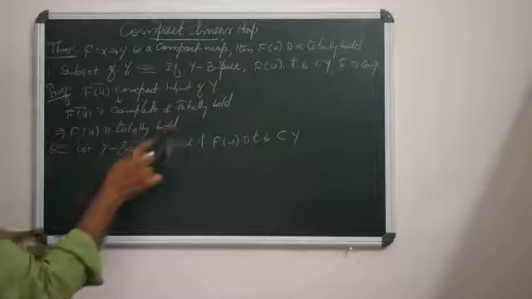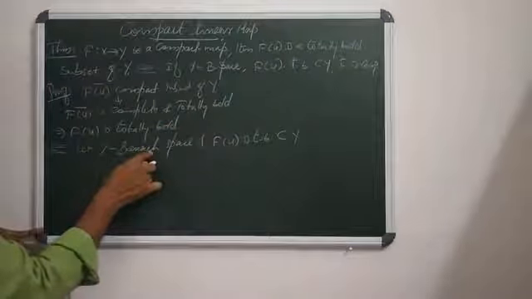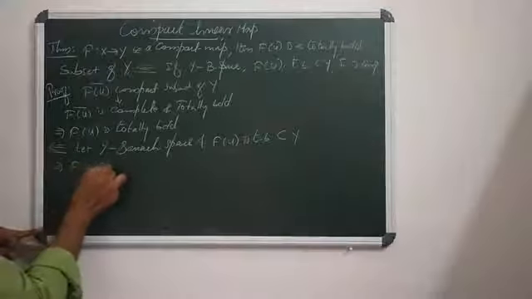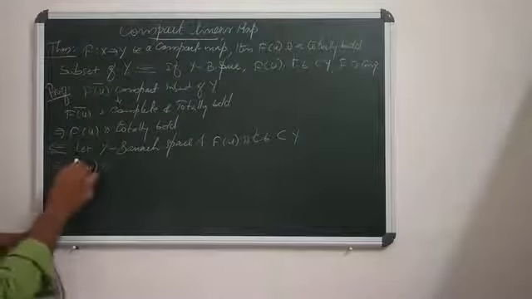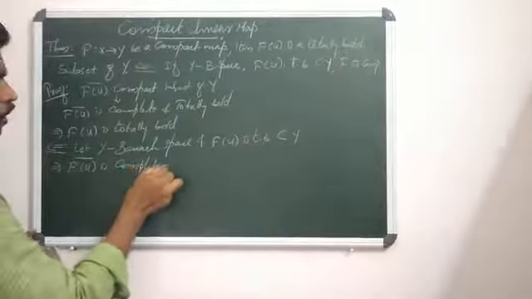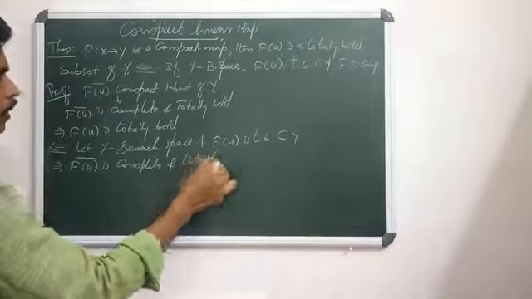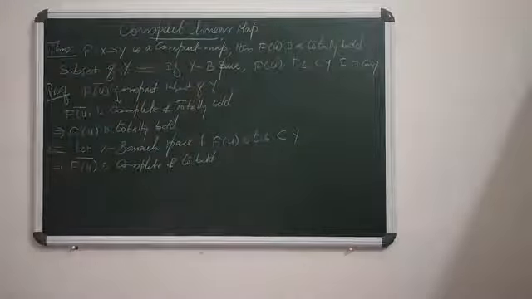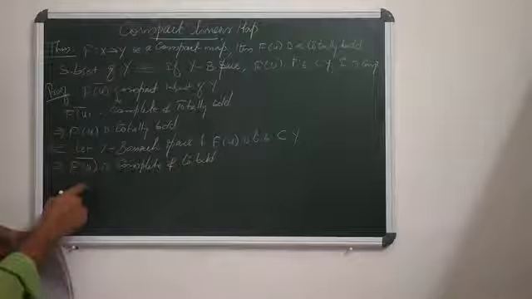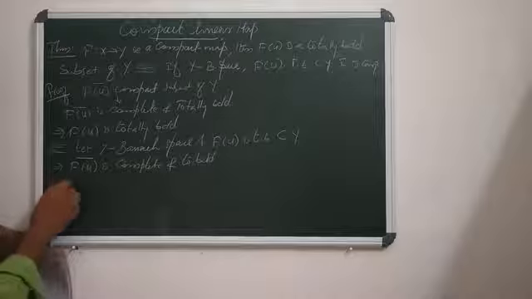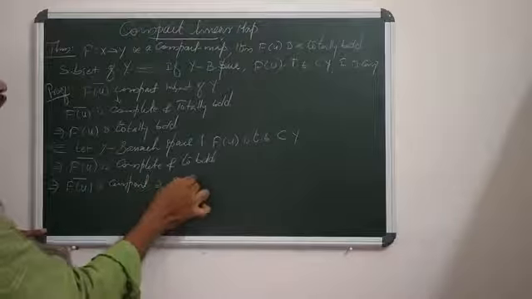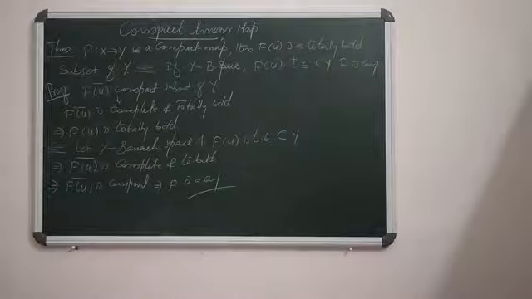F of U is totally bounded, and Y is a Banach space, a complete normed linear space. Then the closure of f of U is complete and totally bounded. So clearly the closure of f of U is complete and totally bounded, which means the closure of f of U is compact, which means f is a compact linear map. That is the requirement. Clear?